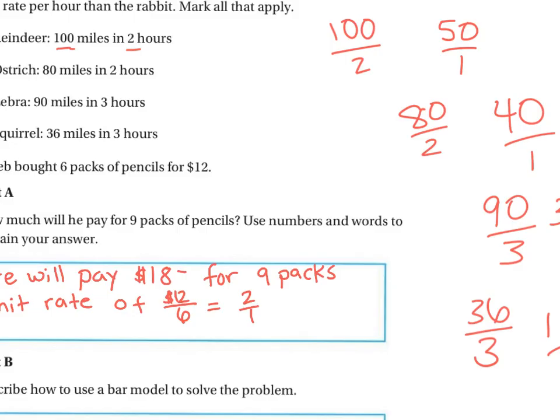And the reason is that the unit rate, so we've got $12 over 6. If I take 12 divided by 6, I get 2. So it's 2 over 1 is going to be my unit rate. So with that being said, 9 times 2 is 18. Therefore, he's going to pay $18 for the packs.